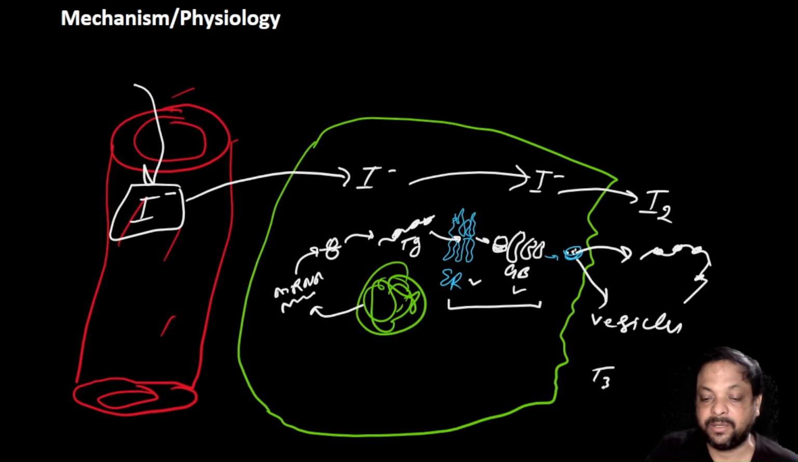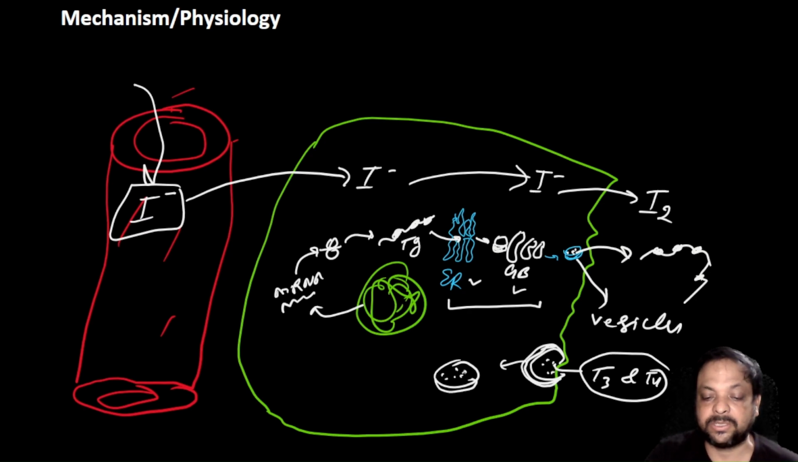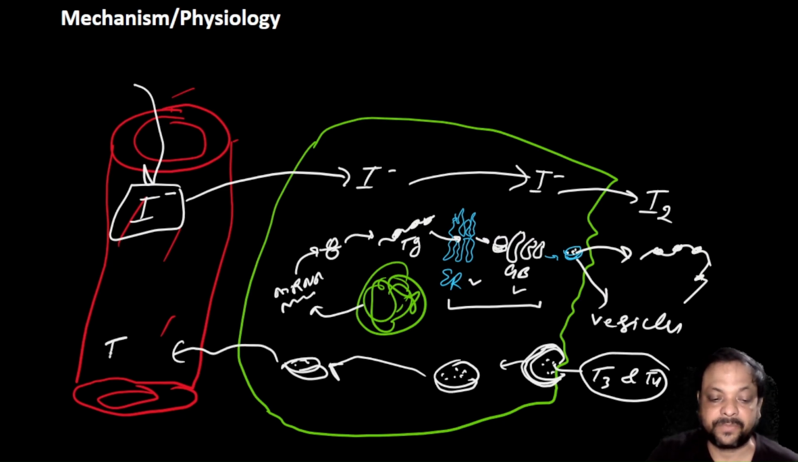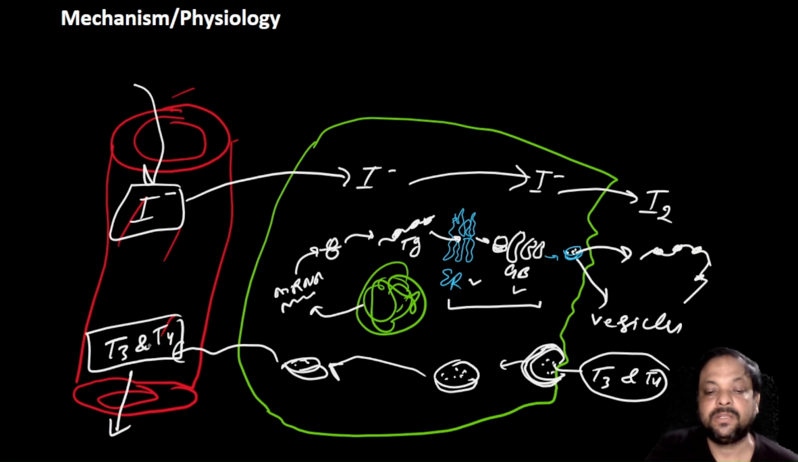And whenever T3 and T4 are produced, with the same mechanism, with the help of vesicles, these vesicles transport this T3, T4, and these vesicles move to this part, and from this they move into the bloodstream, T3 and T4. Got it? So by this process, the transport of T3 and T4 takes place from the colloid to the follicular cells, and then to the bloodstream. So these are the follicular cells.